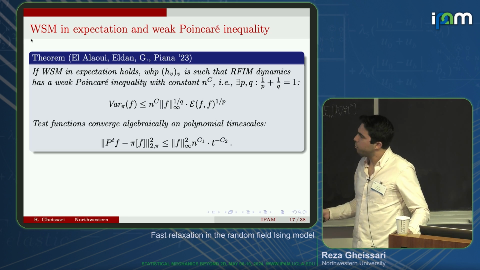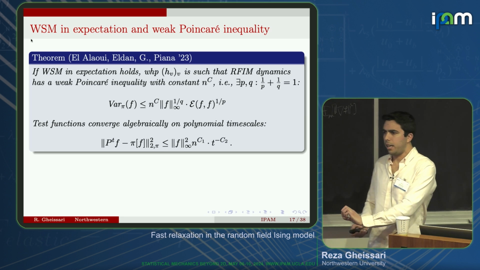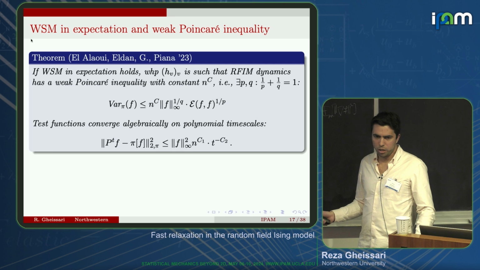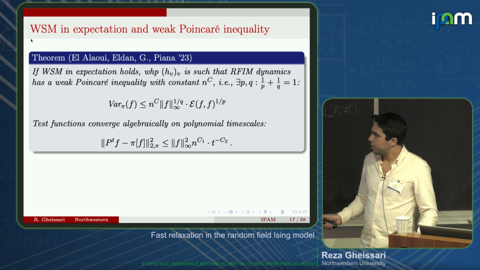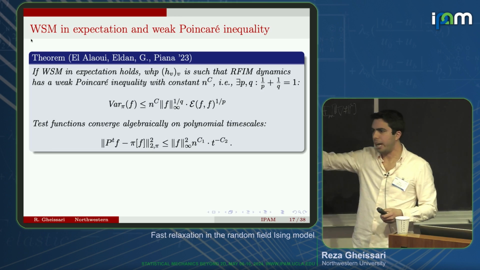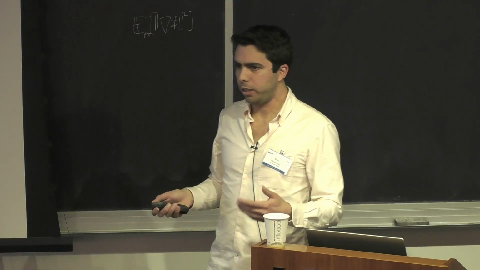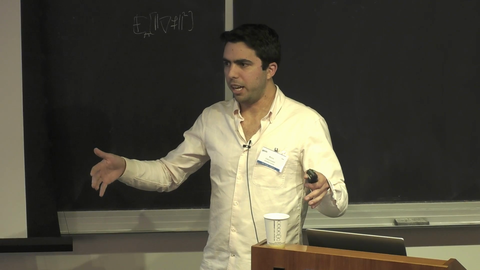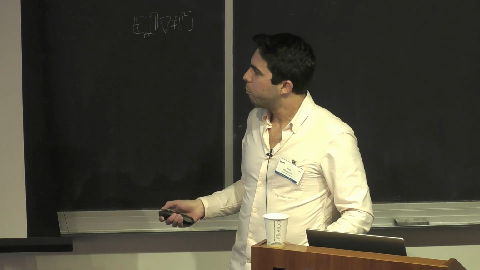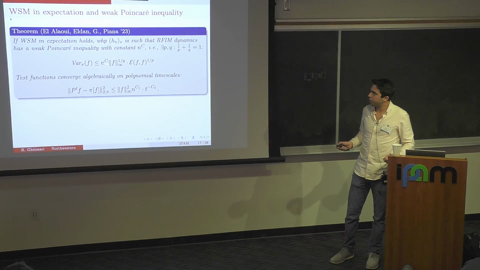So what does it imply? It implies that test functions, instead of decaying exponentially, I can guarantee that they decay polynomially to their expected value at stationarity on polynomial time scales. So this does not imply mixing time, because if I take the test function to be like a Dirac mass at a point times some exponentially large number, decaying an exponentially large thing by a polynomial on polynomial timescales doesn't make it small. But this actually has some history, these types of weak Poincare inequalities.